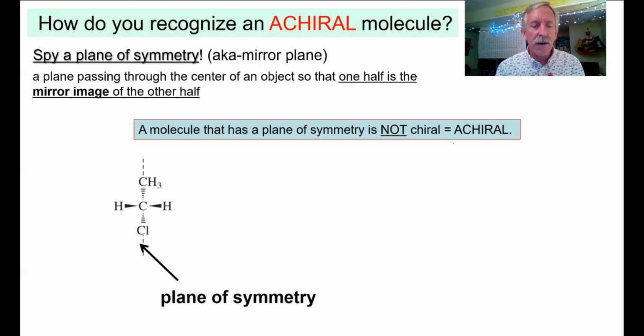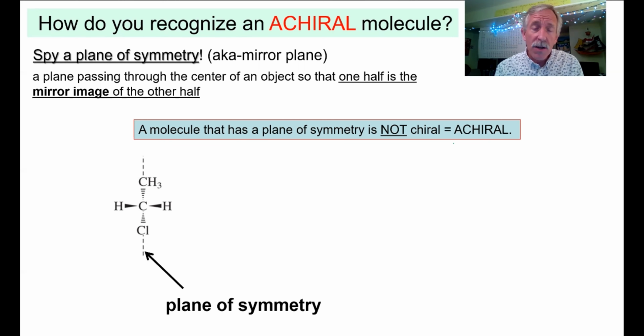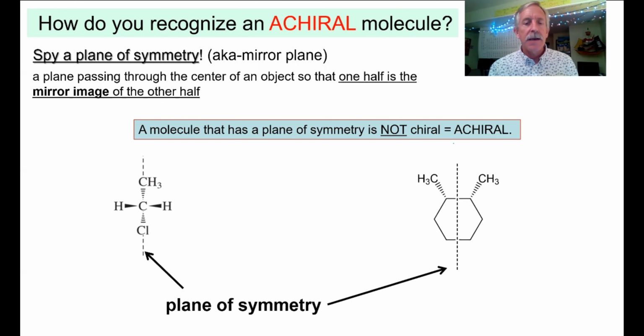So keep an eye out for this plane of symmetry, or keep an eye out for when there are not 4 different groups attached to your carbon. How about this one? Notice that I do have 2 chiral carbons here and here, because the paths going off of them are all completely different, and there is a wedge hydrogen in there as well.